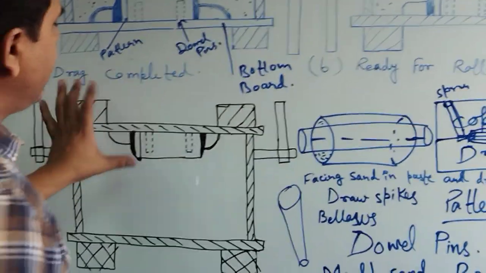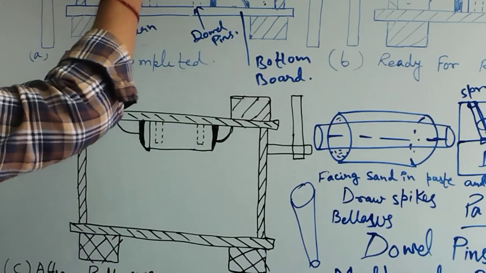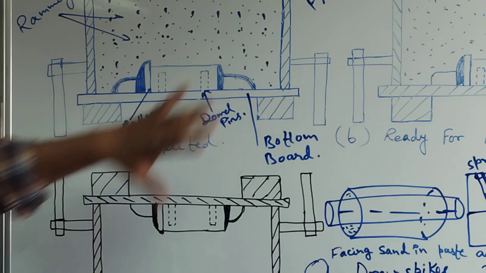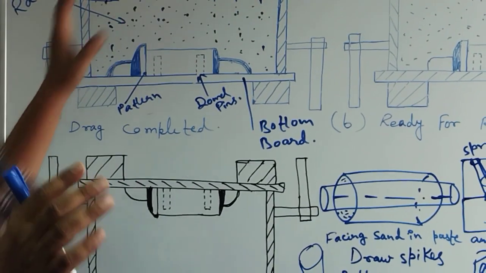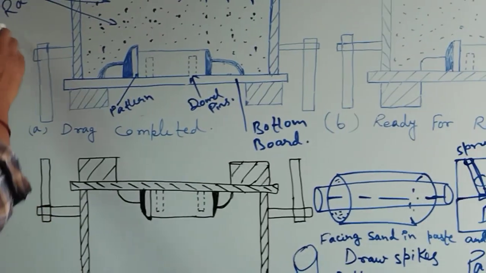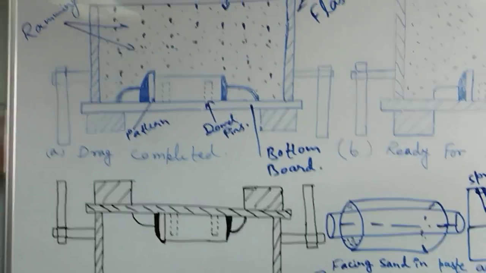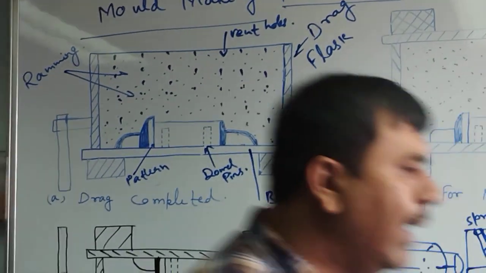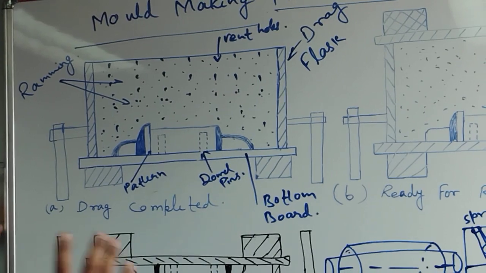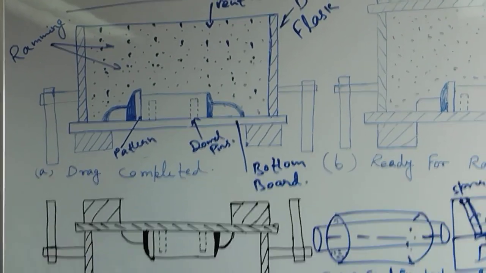After that, the pattern is placed and we fill up the molding sand, and the excess part is the same process. The excess part is filled up with the molding sand, and the ramming operation can be done. The ramming operation makes it perfectly compact, so it will not be loose.